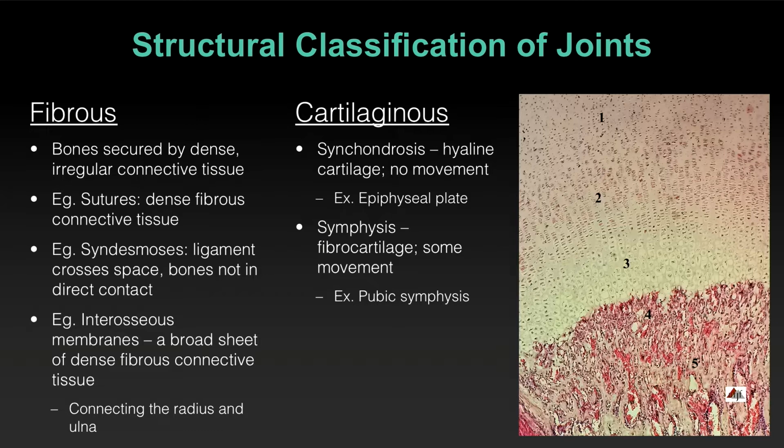Anybody want to try their hand at naming the layers of the epiphyseal plate on the right-hand side? This is an epiphyseal plate. It's going to throw you off because there are 5 numbers and not 4. Anybody remember the layers of the epiphyseal plate? Or how about which side is bone and which side is cartilage? Let's think of it that way.